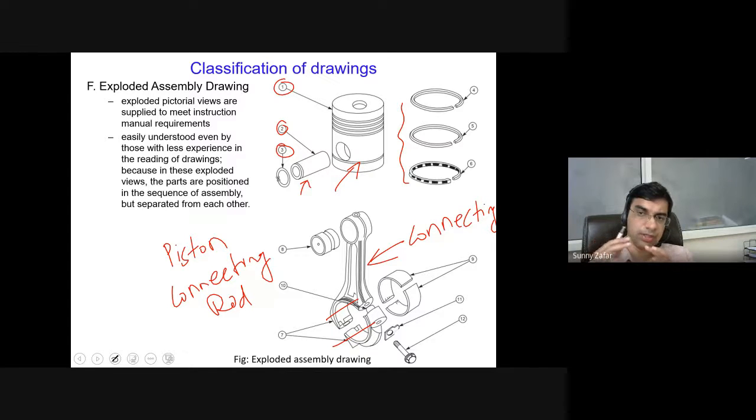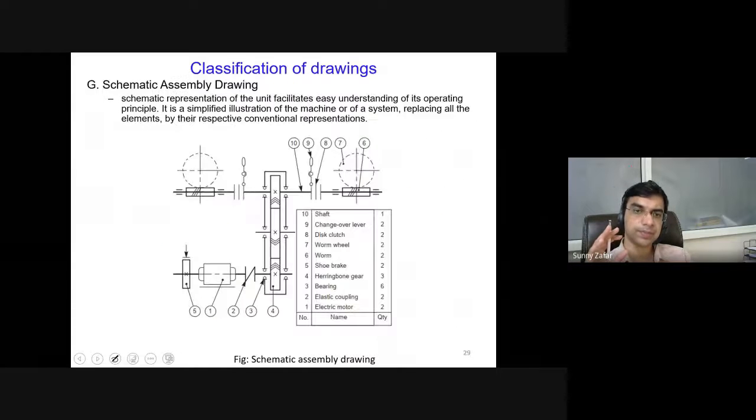So numbers will only represent the sequence in which you have to assemble or disassemble the part, but this type of drawing is only used for assembly purpose, not manufacturing or design purpose. Then we have schematic assembly drawing.